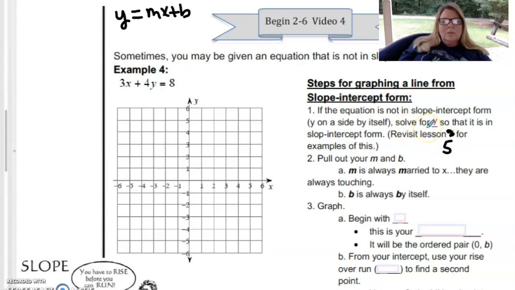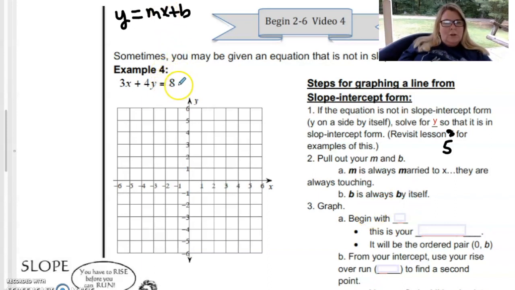Okay, so that's the first step, is we're going to make sure that it's in slope-intercept form. Once we've got it in slope-intercept form, we're going to pick out the m value and the b value. To remember, the m is the slope, and it's always married to the x, so they're both the letter m. That might help you a little bit. And the b is always by itself. That might just be a couple of things to help you be able to pick those out.